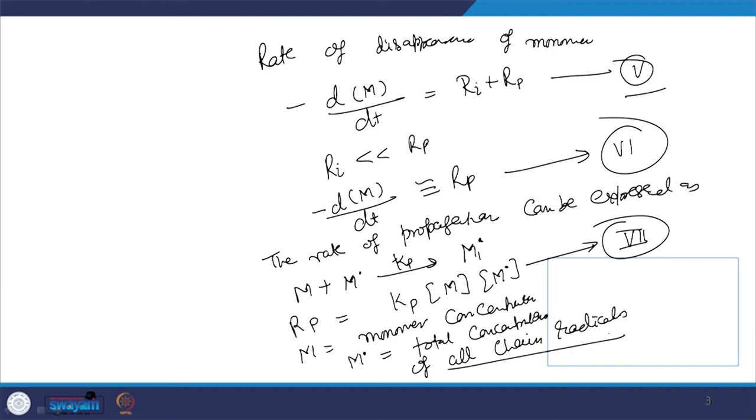Now this equation cannot be used directly because measurement of free radical concentration is extremely difficult, as it is available in a very small quantity. Therefore, M dot needs to be replaced in equation number 7. To achieve this, another assumption is to be taken: initially the radical concentration increases and almost instantly it attains a constant value. So it can be said that polymerization occurs at steady state. The radical concentration from the initiation to the termination stage can be considered constant.